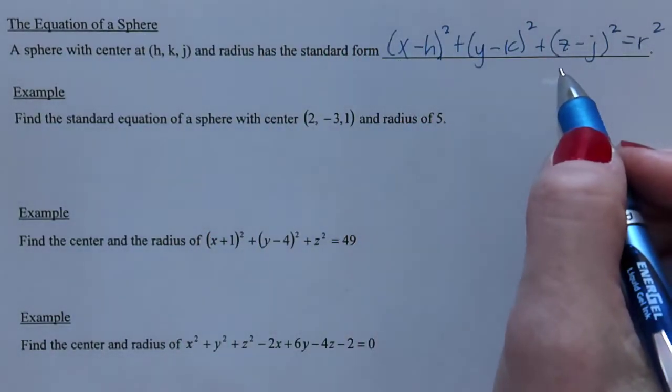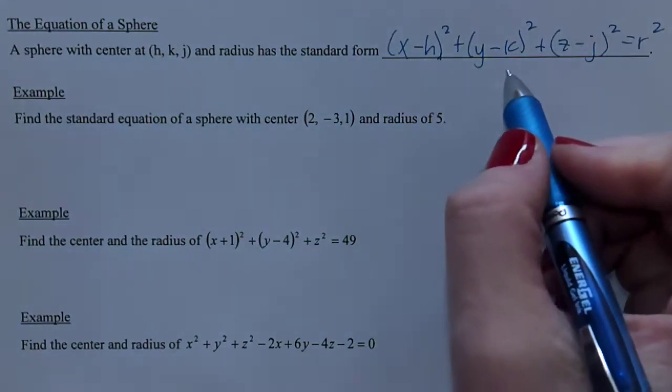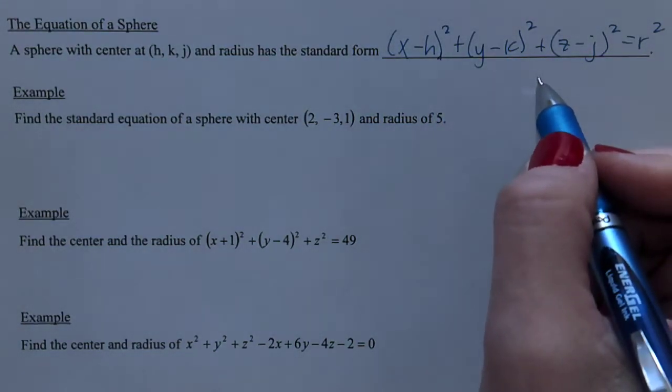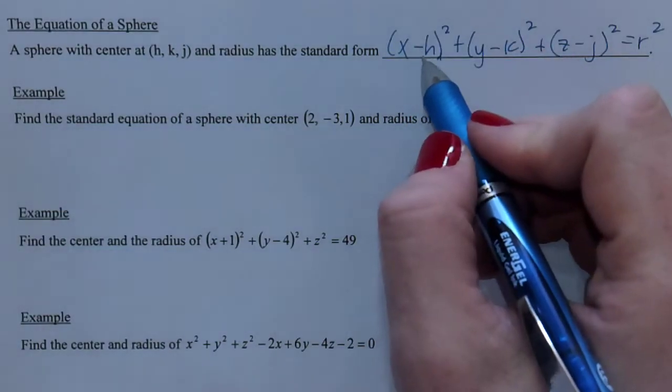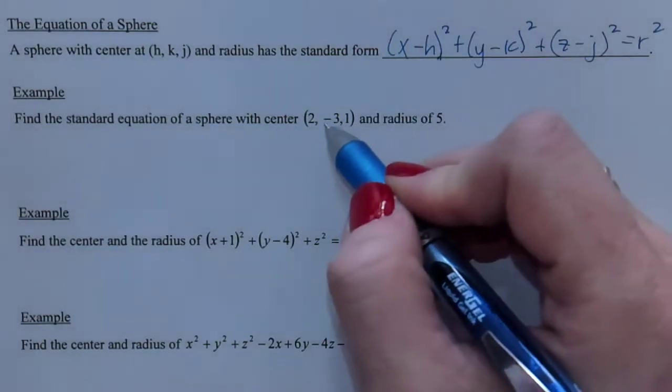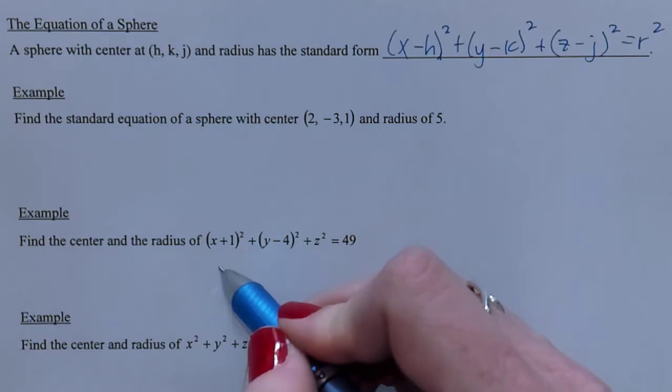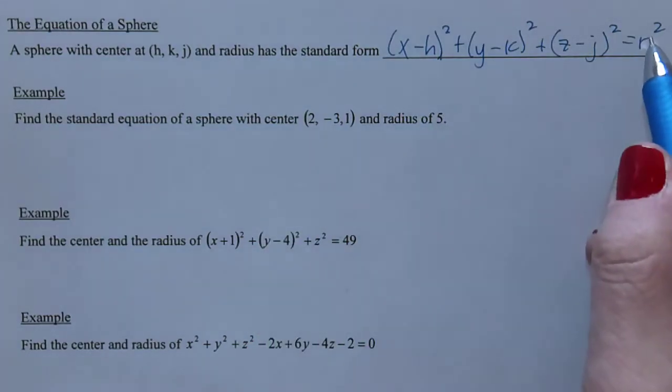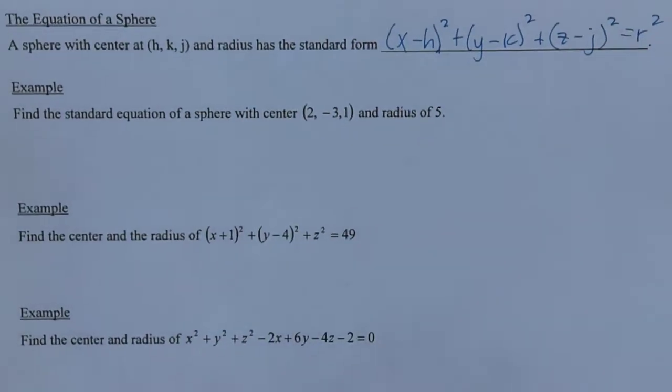Those stay in the equation. You don't put anything in for those. The h, the k, and the j are what your center is, the center of your sphere. And it's always the opposite of what's in parentheses. So if you have a +1, then you're going to pull out a -1. And then you have a radius on the other end, and that too is squared.